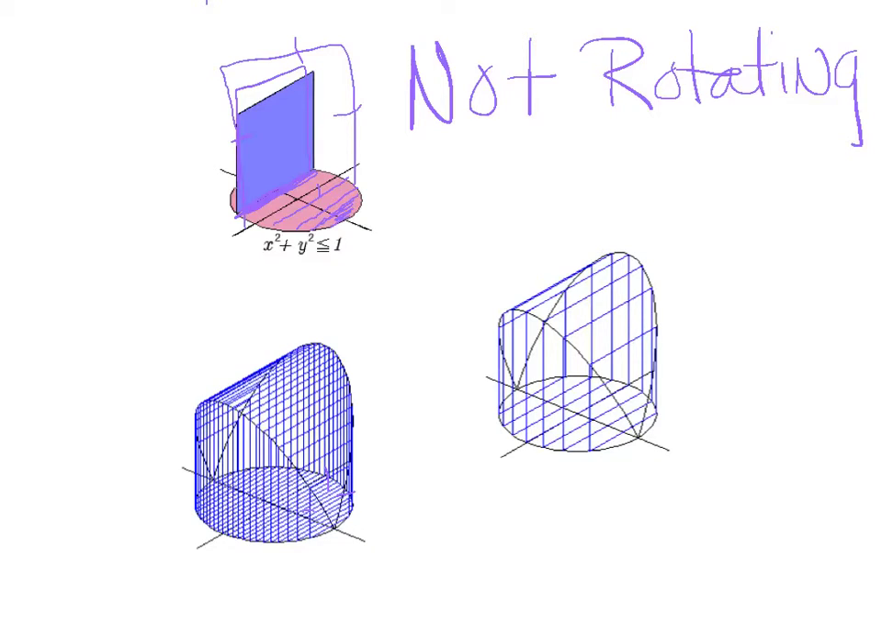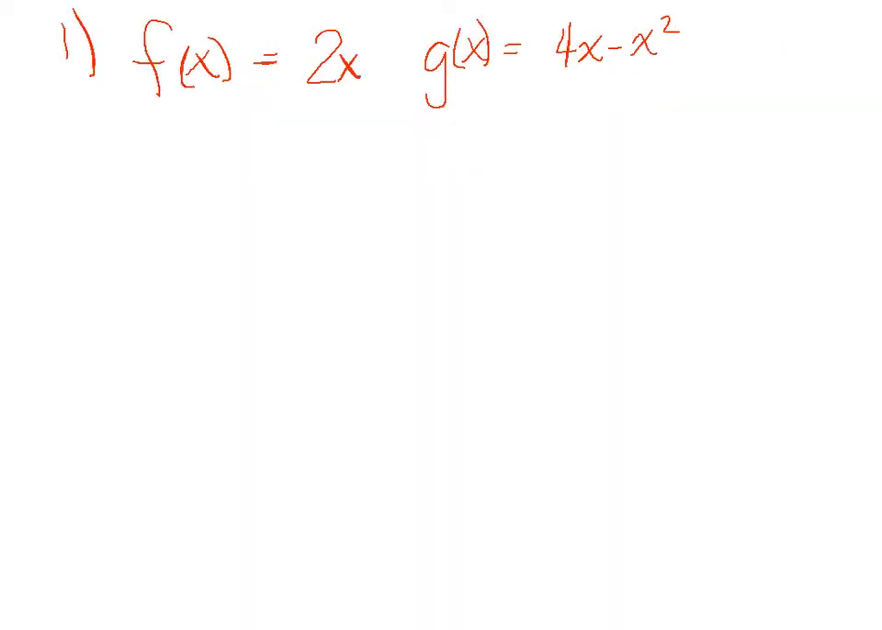All right, so here's how we're going to attack this mathematically. We're given f of x equals 2x and g of x equals 4x minus x squared. And what we want to do is graph that real quickly.